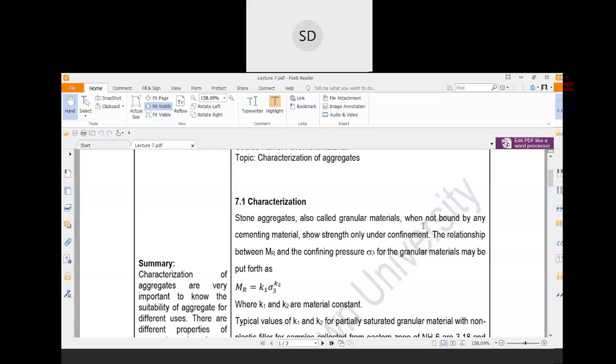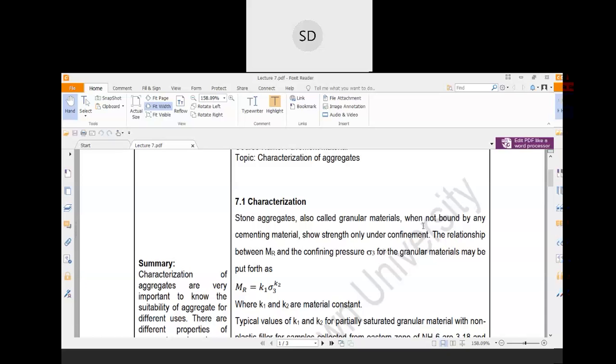In that case only it will exhibit some strength, because all these aggregate particles will be held along with each other. Otherwise, all these aggregate particles will be separated from each other, and there will be no strength of the aggregate when stresses are applied to it.